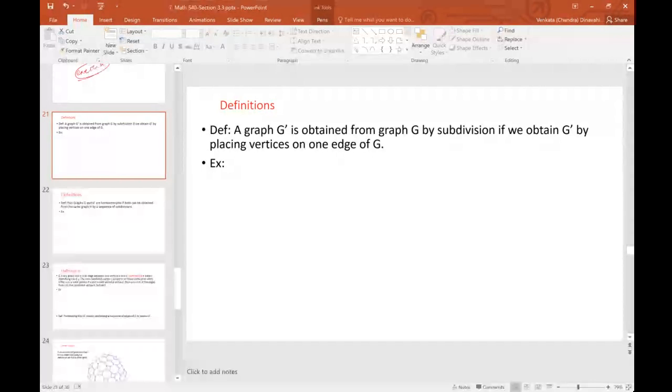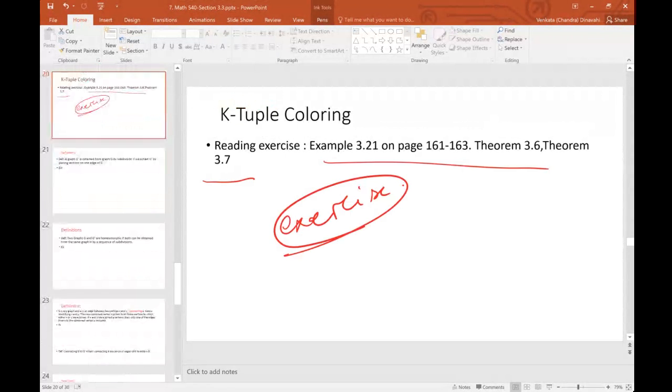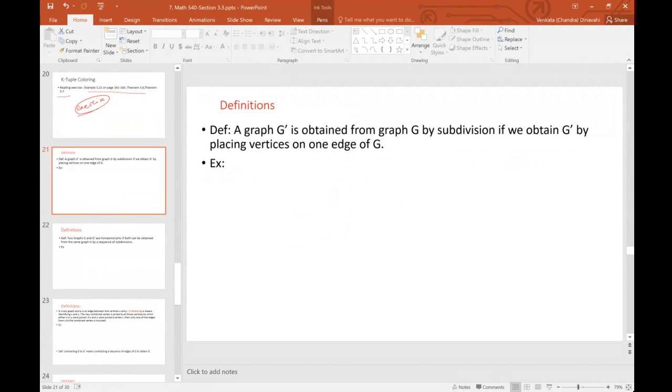Let us share and start with the same PowerPoint. Hope you all can see that. I think we left off right here, k-tuple coloring. Let us start with some definitions. You have a graph G given to you, and what is the meaning of subdividing the graph? I'll explain with the help of an example.